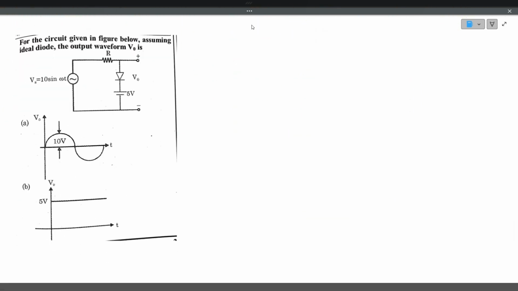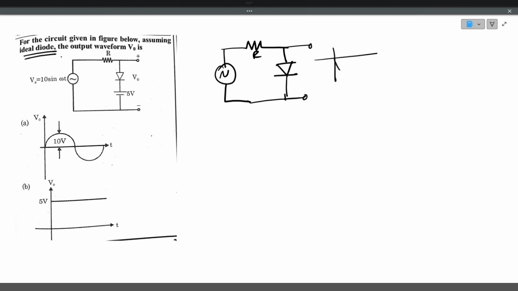Now we'll see the next question. For the circuit given in the figure below, assuming the diode is ideal, the output waveform is... this is basically a clipper circuit. This is the diode which conducts during the positive half cycle; during the negative half cycle it does not conduct. So the output will have the negative half cycles.